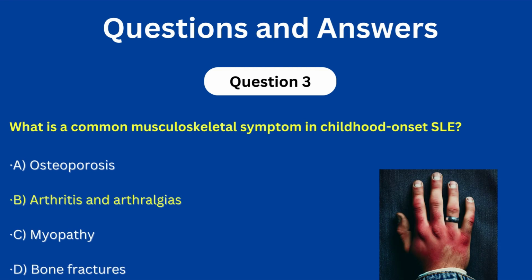Arthritis and arthralgia are frequently seen in childhood systemic lupus and often involve multiple joints. The arthritis in systemic lupus is typically non-erosive and can cause joint pain, swelling, and morning stiffness. And non-erosive means it will not lead to joint destruction as seen in rheumatoid arthritis.